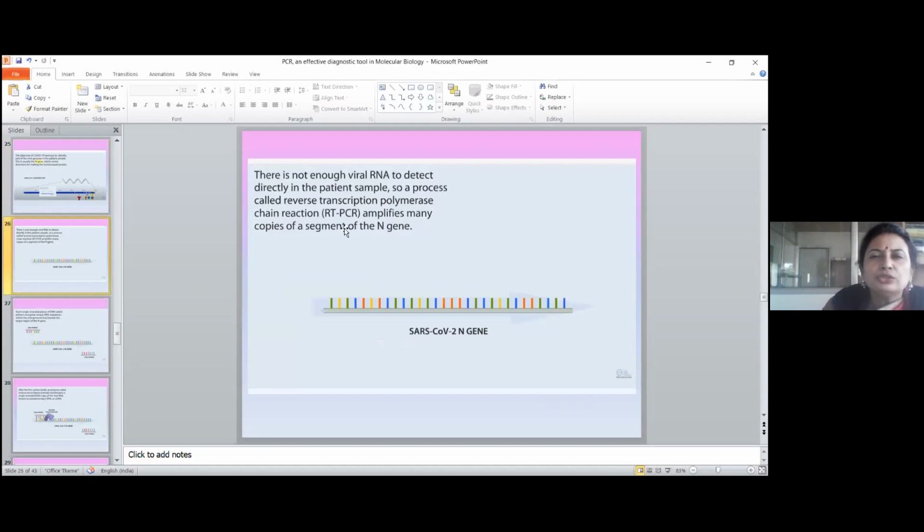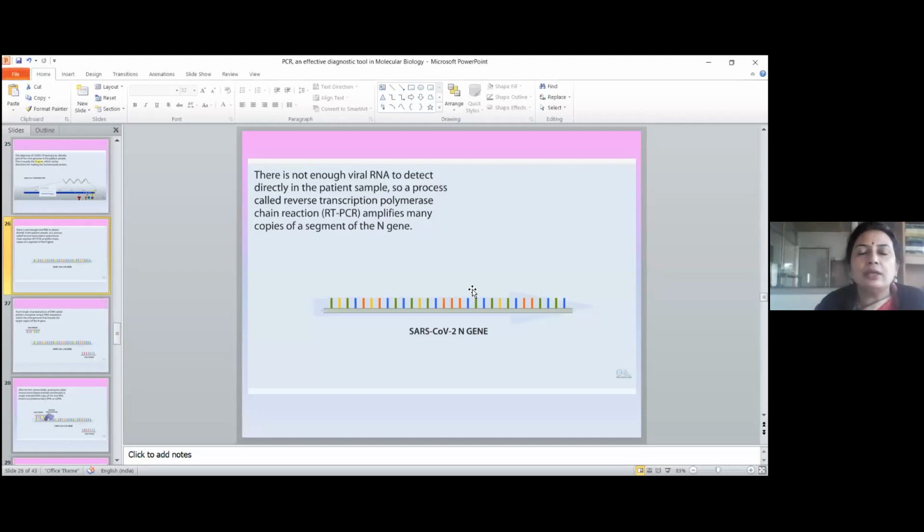Now, there is not enough viral DNA to detect directly in the patient. Viral RNA is not in enough quantity for detection. So we need to amplify it. But before going for amplification, we need to convert the RNA into DNA.